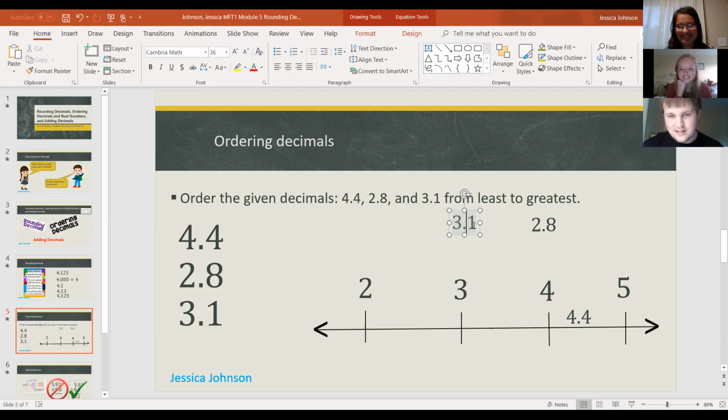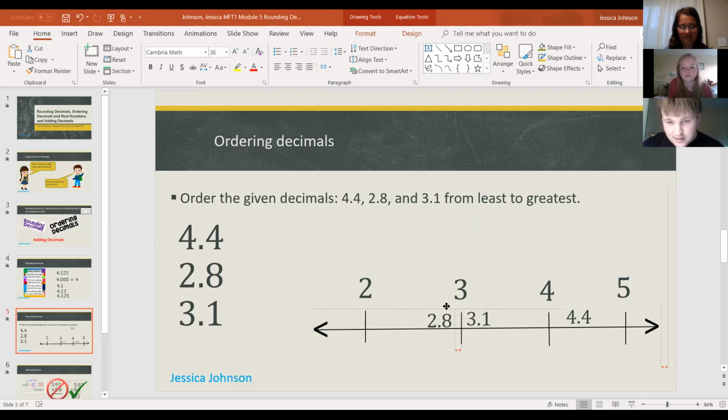If I can get this thing to move. Yeah, here we go. I'm going to put 3.1 about where 3 is, but not quite, because it's not 3. Last, we have 2.8. That's going to be here between 2 and 3. And it's almost at 3, kind of like 3.1 is.